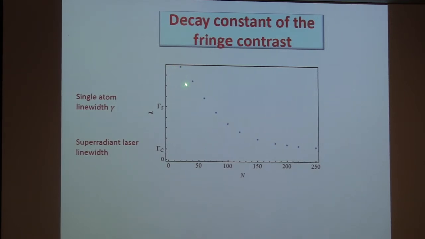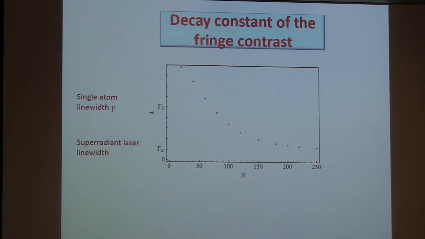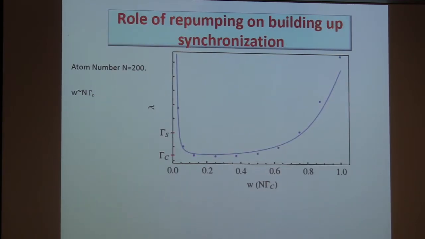And you can see that providing you get enough atoms, maybe like 50 on this plot, you start to win. And by the time you get down to hundreds of atoms, this collective behavior is causing the decay rate of the fringes to be pushed way, way out. Okay? And eventually you end up with the collective line width determining the Ramsey spectroscopy.